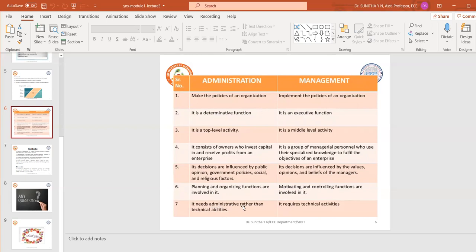Administration needs administrative rather than technical abilities. That is what we call conceptual skill, which is required there, whereas technical skill is required here for management, because he will be acting at the middle layer. So this is about the difference between administration and management.